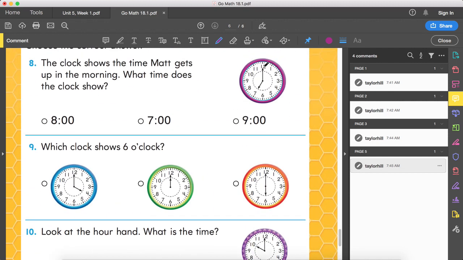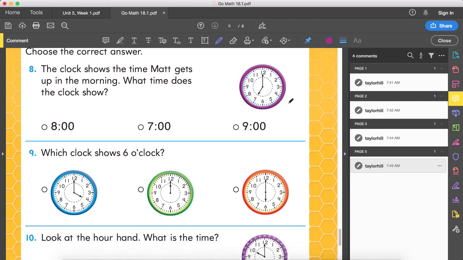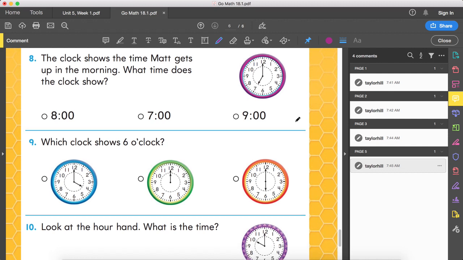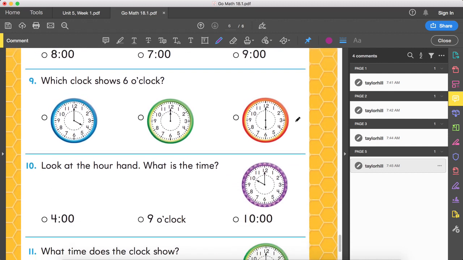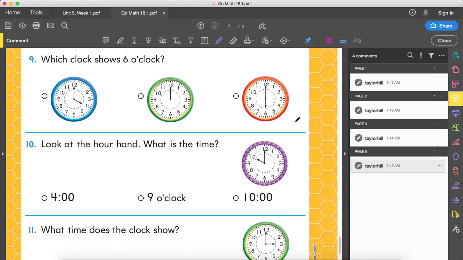All right, so number 8, the clock shows the time Matt gets up in the morning. What time does the clock show? So what time does he get up in the morning? Which number is being pointed to by the hour hand? Number 9, which clock shows 6 o'clock? So the hour hand needs to be pointing to the 6.